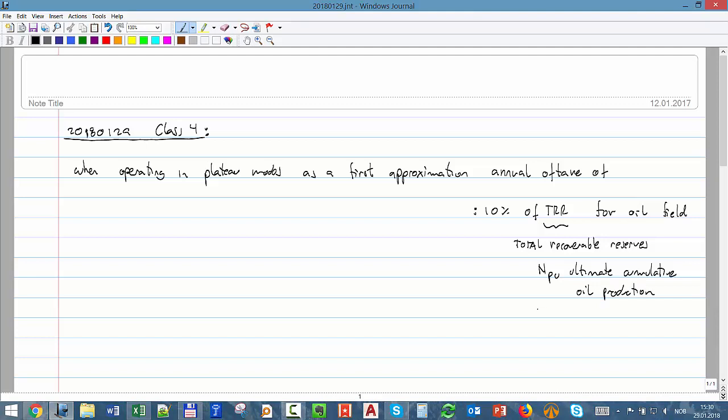Or if it's gas, it's called GPU, Ultimate Gas Cumulative Production, okay? But you're also familiar with the term we call Total Recoverable Reserves. And for gas, it's something between 2 to 5% per year. Okay? So based on that, that gives me volumes, right? So how do I calculate what will be the plateau rate? How do I have to size my facilities based on that number?